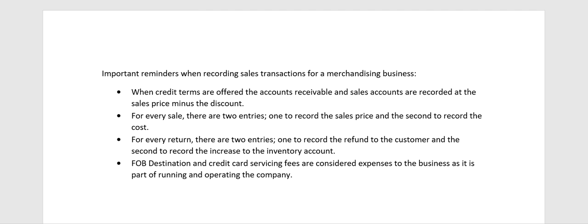For every sale under perpetual inventory system, there are going to be two journal entries. One that's going to record the sales price, and the second to record the cost of the goods that we are in fact selling to our customer. For every return, there are also two journal entries, one to record the refund that we're going to give to our customer, the second to record the increase to our inventory account because that is what we are getting back from our customer.